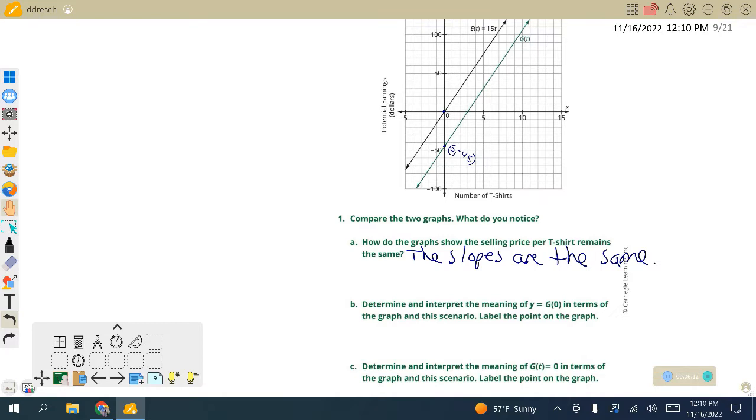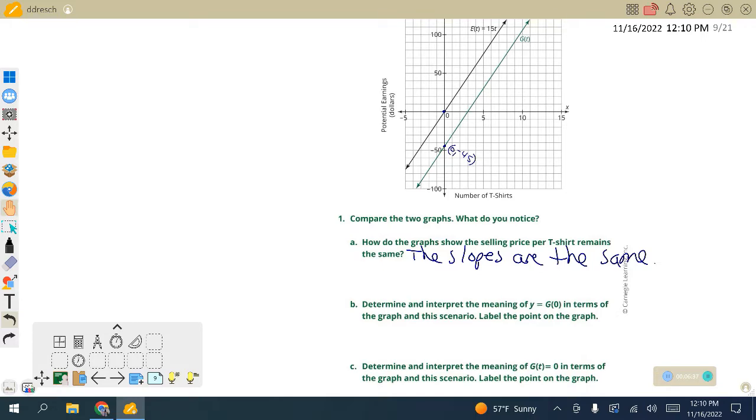So, $15 a pop. That's where that staying the same from yesterday, that's that slope. Up 15 over 1, up 15 over 1, and so on. Now, what else do we got? Determine and interpret the meaning of y equals g of 0 in terms of this graph and this scenario. Okay, so what does that mean?